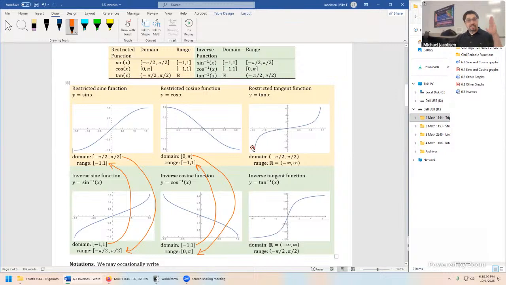Recall, that's a vertical asymptote, so the curve goes down forever, nonstop. So that's why the range goes from negative infinity as well as up to positive infinity, since on this end, the curve is going upwards without stopping as well. There's no upper value here. There's no lower value here. It's an unbounded function. So that means the range of our restricted tangent function is from negative infinity to infinity.